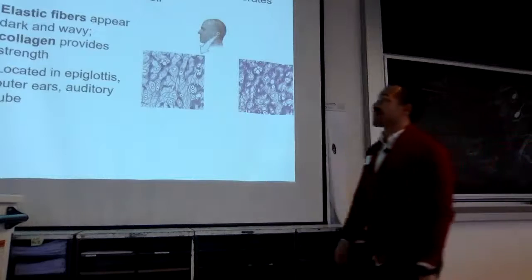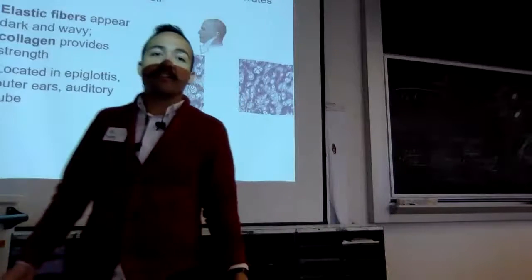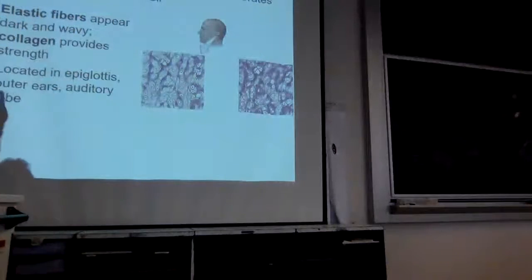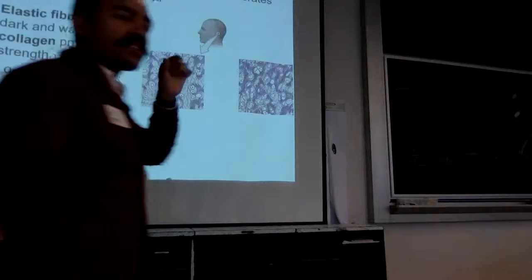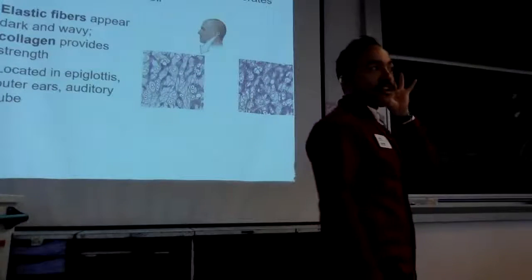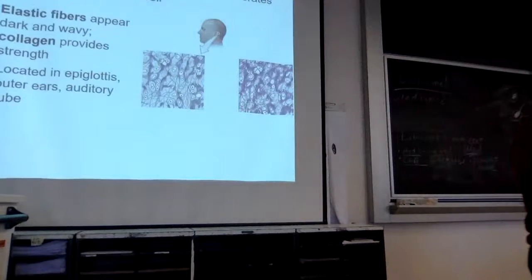It's very elastic, as the name implies. Elastic tissue is great for bending and recoiling. It's found in very specific places. Your ears are floppy because of elastic cartilage. Your epiglottis, the epiglottis you saw in the fetal pig, that's elastic cartilage. One other place is the auditory tube. That's the tube that extends from your throat to your ear. So, 3 places. Very limited areas.